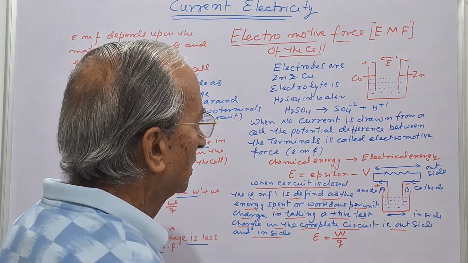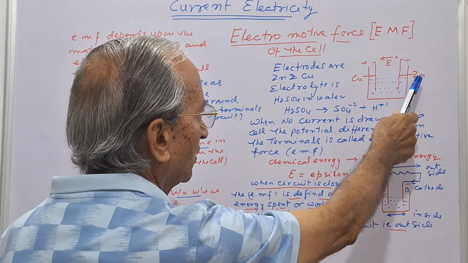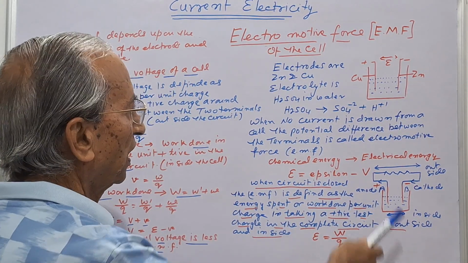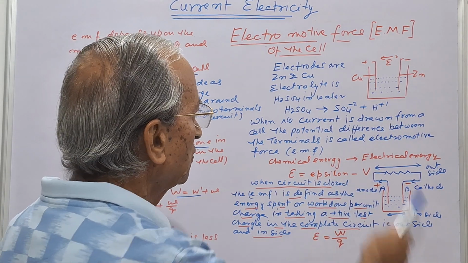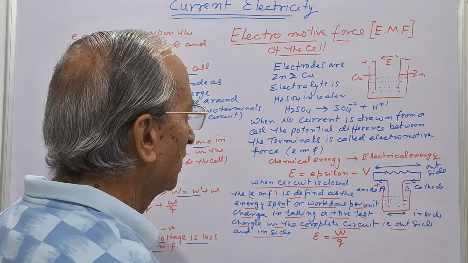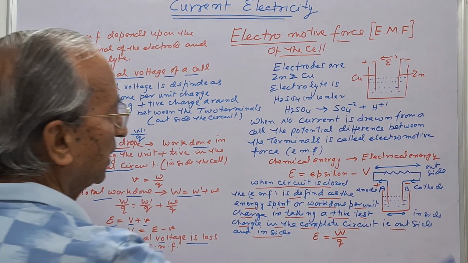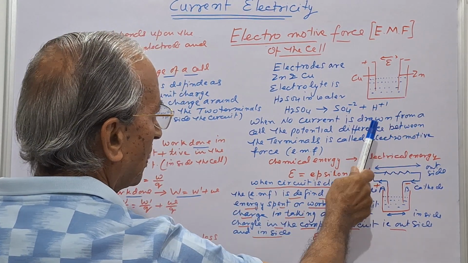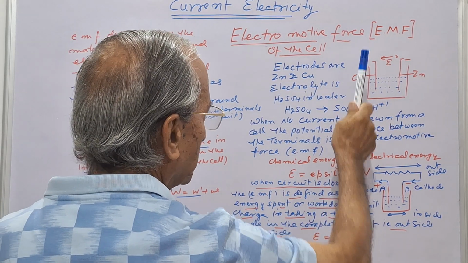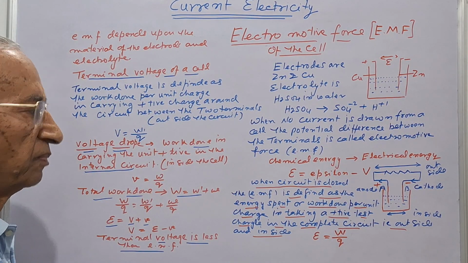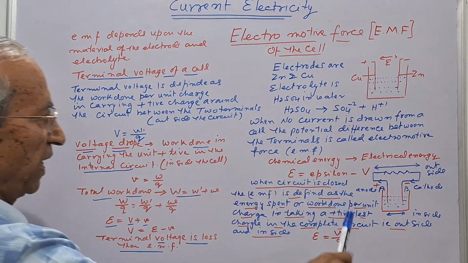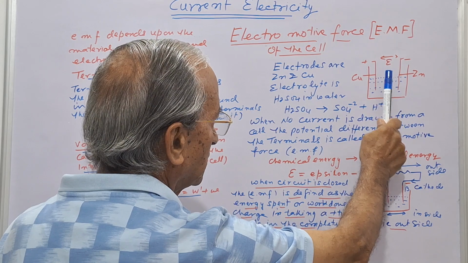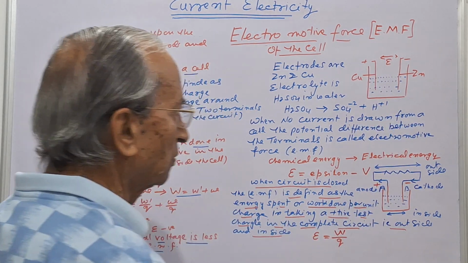The sulfate ions move toward the zinc and give their electrons, and the hydrogen ions move toward the copper and take these electrons. Now here zinc becomes the negative terminal and the copper becomes the positive terminal. So we say that in cells a difference in the concentration of electrons is maintained on the electrodes.